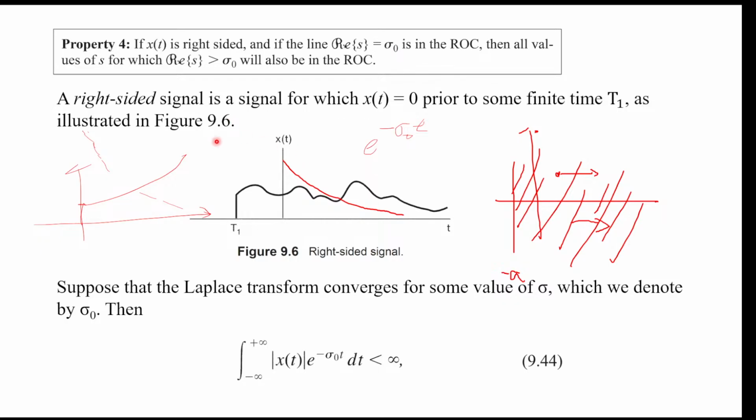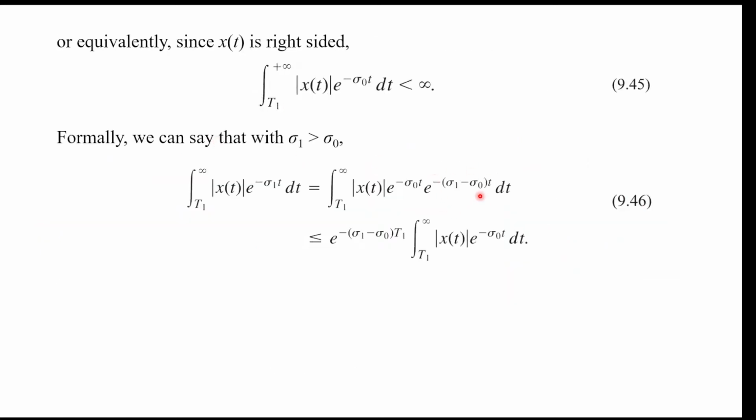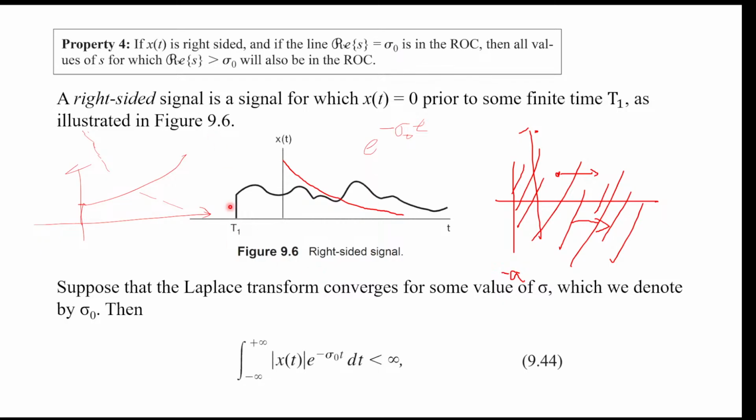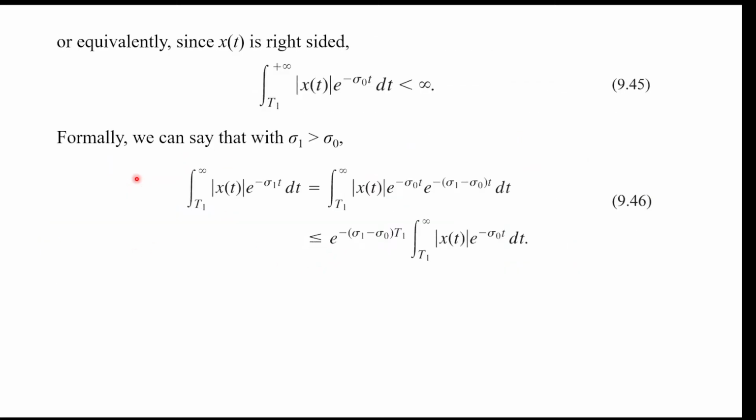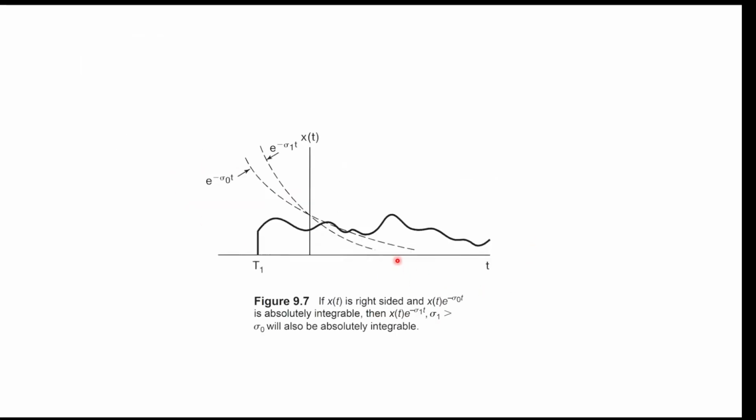So the difference between sigma 1 and sigma 0 in the exponential can be at most e to the minus (sigma 1 minus sigma 0) t1. And this is a finite value because t1 is a finite value, and so this integration is finite. Okay.